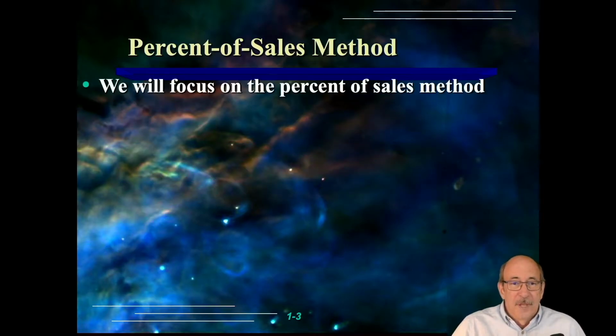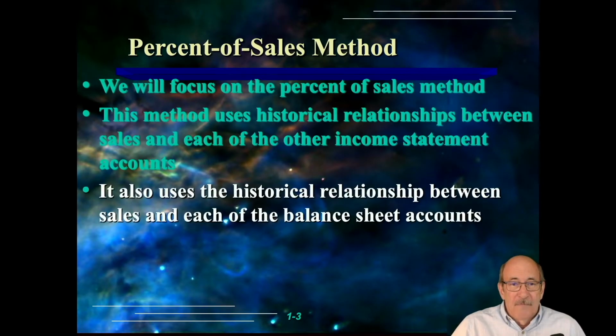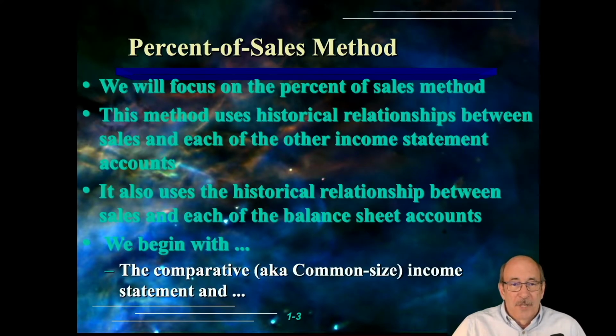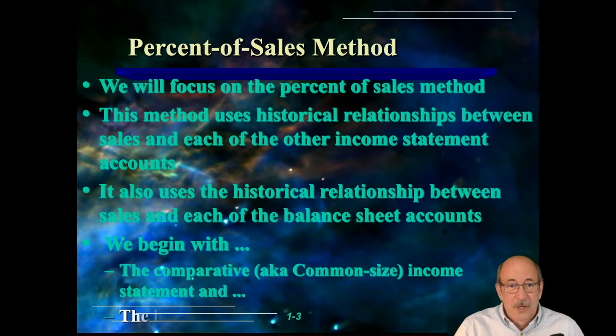So the way this works is we take many of the accounts as a percent of sales, and we're going to use the historical relation. We're going to begin with coming up with a comparative or common size income statement, which, by the way, you can download directly from Bloomberg. So you don't even have to calculate that yourself. That's something you can get off of Bloomberg.